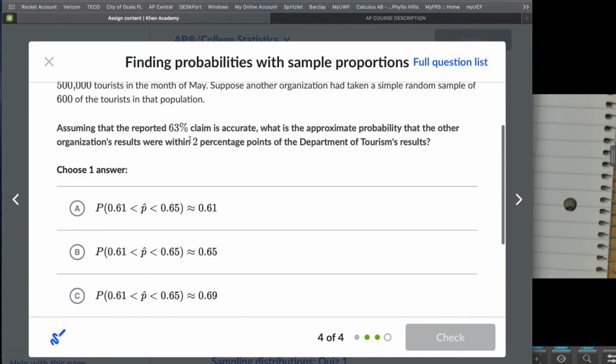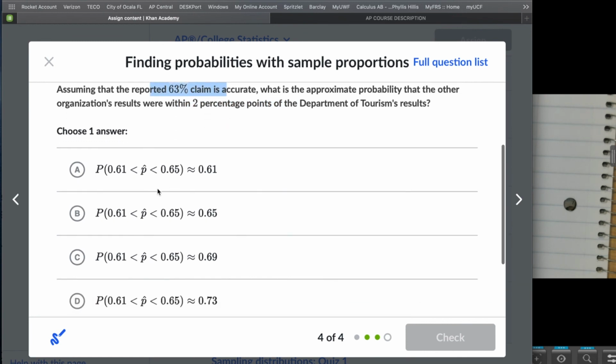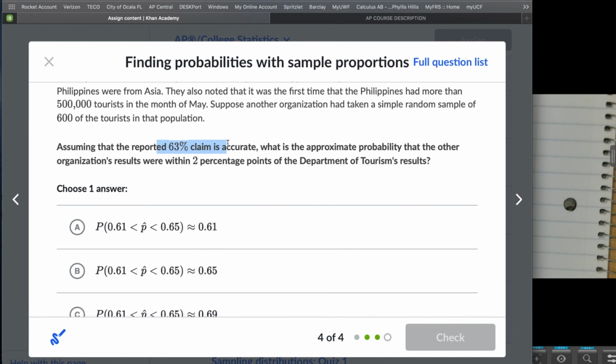All right, just make sure you're reading this. They say within 2 percentage points of 63%. So you can even see from the answer choices where this comes from. This just means your lower is 0.61, your upper is 0.65. Your mean is 0.63, and your standard deviation would be the square root of 0.63 times 0.37, all divided by 600 in that square root. That would give you your correct answer.